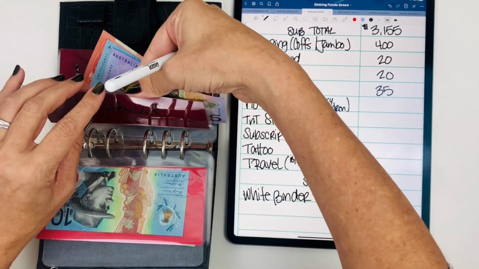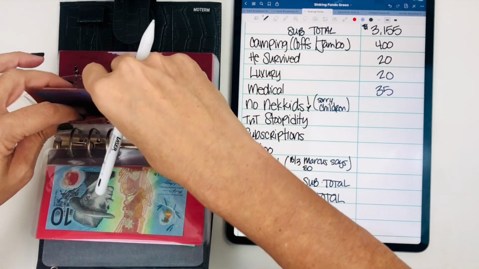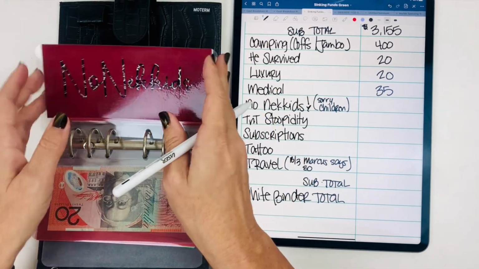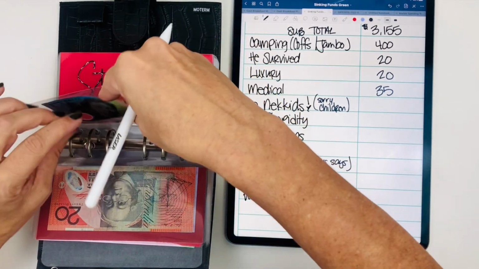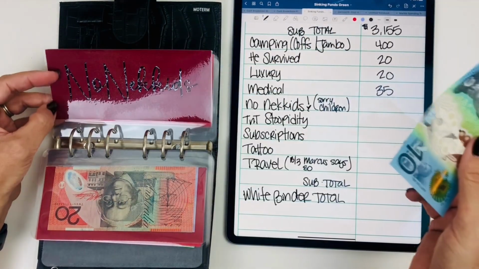I say I should call it my vanity fund because this covers some of my medical procedures such as Botox and fillers and such like that. I am not as young as I used to be, so I'll take all the help I can get.